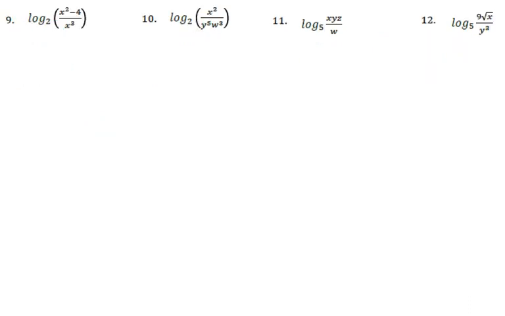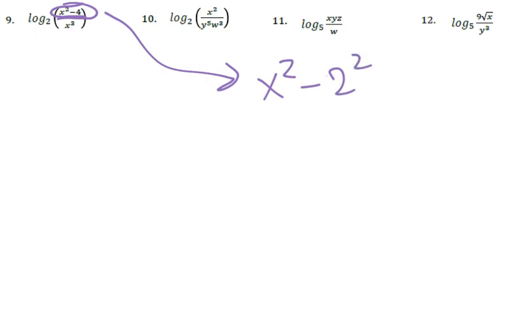Alright, now if we look at number 9, okay, now we're going to apply a bunch of different rules. First thing I should probably notice is that we've got a division rule here. Okay, now this x squared minus 4, we can't really separate that. Okay, however, from last year, what you should recognize is that it's a difference of squares. 4 is really like 2 squared. And the difference of squares can be factored out, right? 2x minus 2 times x plus 2.